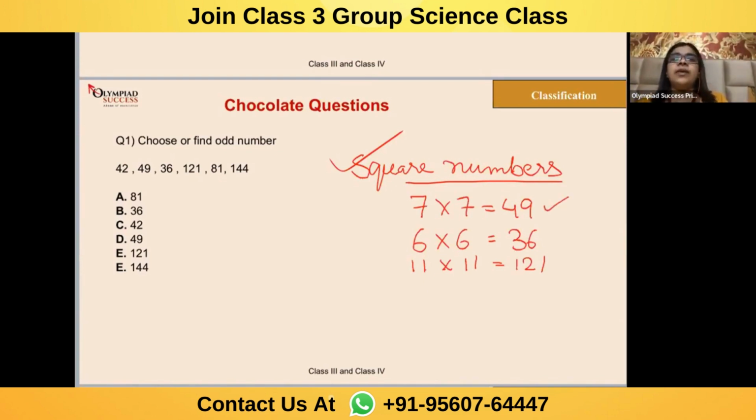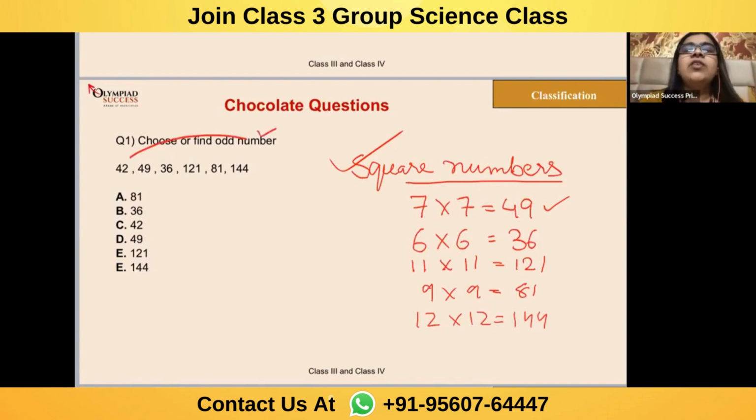Like 7 multiplied with itself gives you 49. So 49 is a square number. 6 multiplied with itself gives you 36. So that is also a square number. 11 multiplied with itself gives you 121. 9 multiplied with 9 gives you 81. And 12 multiplied with 12 gives you 144, which is also a square number. That means which one is not a square number? 42 is not a square number, and that makes my answer.